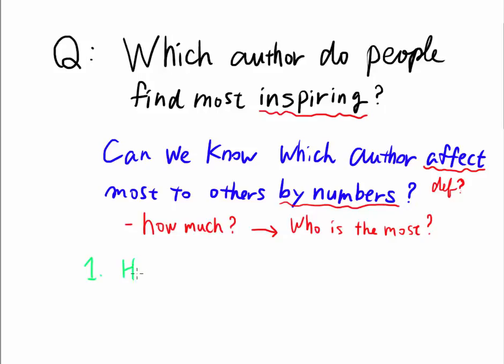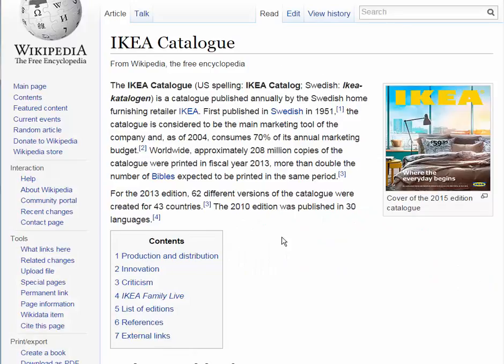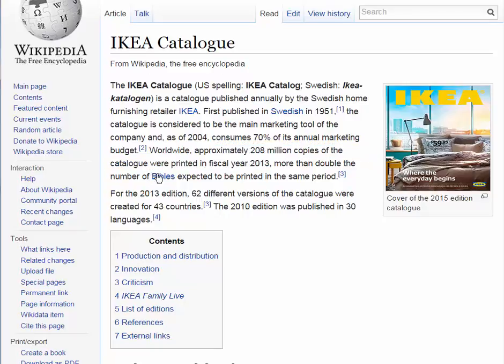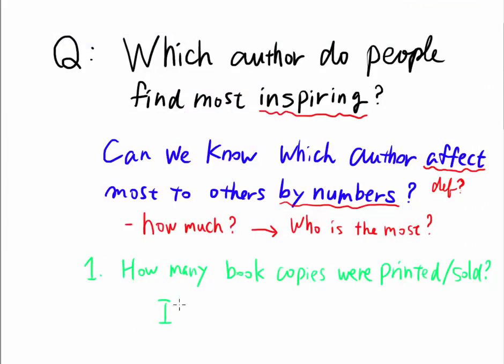First, my criterion was how many book copies were printed or sold. I thought this could be a criterion, and then I looked up the web and found this Wikipedia page. The IKEA catalog is one of the most printed books ever. Approximately 208 million copies in 2013 alone, which is much more than Bibles. So according to this criterion, IKEA catalog authors are the most inspiring or effective authors.